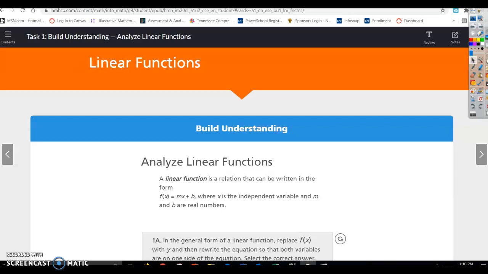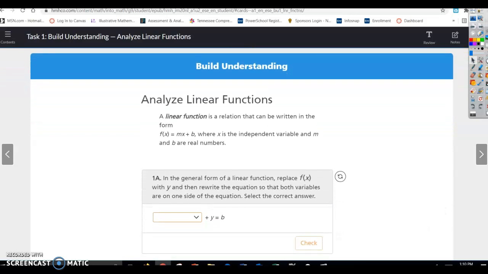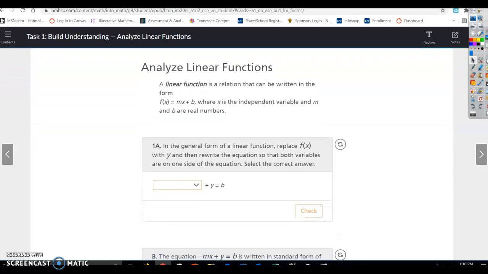If you remember from looking at definitions, and definitions are so important in math because math is almost like a foreign language. You have to learn the terminology to understand what the questions are asking. And if you know the terminology, then it's not nearly as difficult. So for a linear function, we're going to be talking about lines that pass the vertical line test. All right, so analyze linear functions.